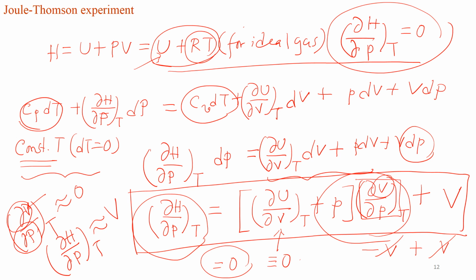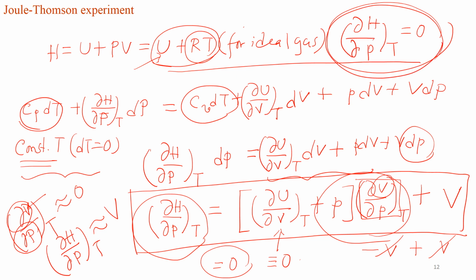Now let us try to understand what the Joule-Thomson experiment is. Already we discussed that for an ideal gas (∂H/∂P)_T is 0. Similarly, we saw earlier that (∂U/∂V)_T is also 0, and there was an experiment which we called Joule's experiment that also showed that (∂U/∂V)_T is 0. However, for real gases, (∂U/∂V)_T or (∂H/∂P)_T is not 0.